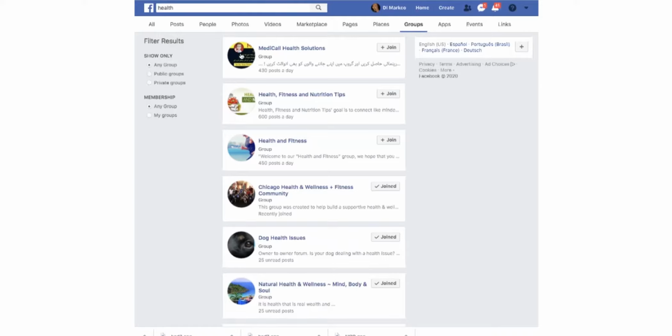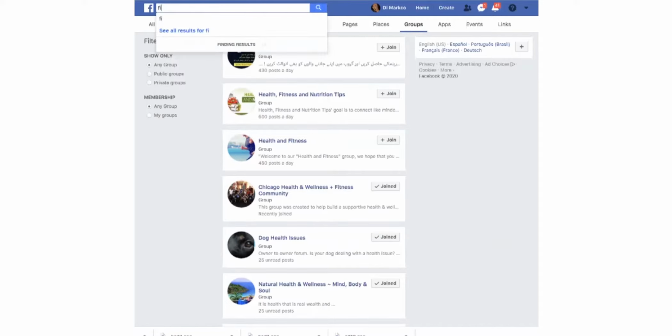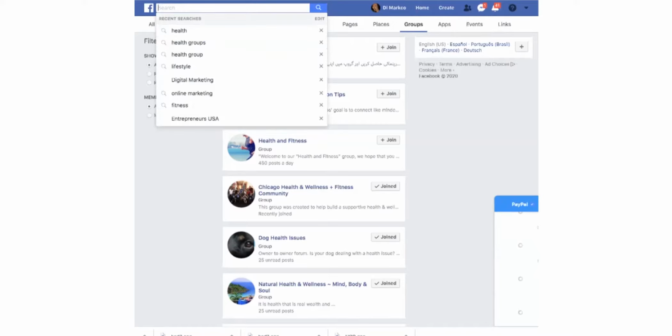So again, you put in health. If I put in fitness, just so you can see, you're going to get a lot. How about something as specific as gout or diabetes or type 2 diabetes? Well, how many groups will show up on something like that? You can put gout, you can put diabetes. So hold on one second, I'm going to give you an idea of how to do that.